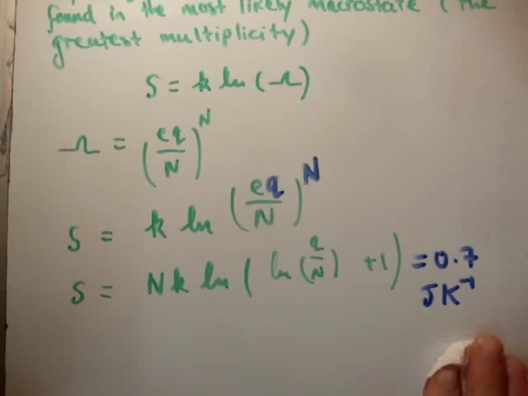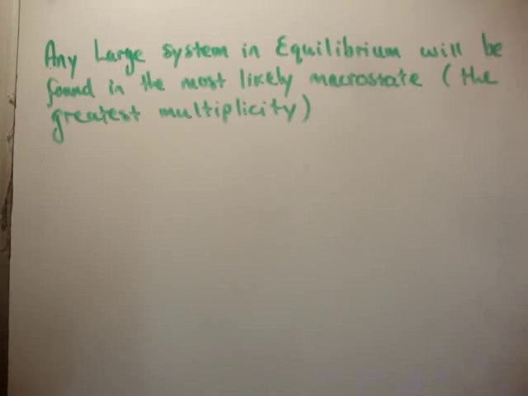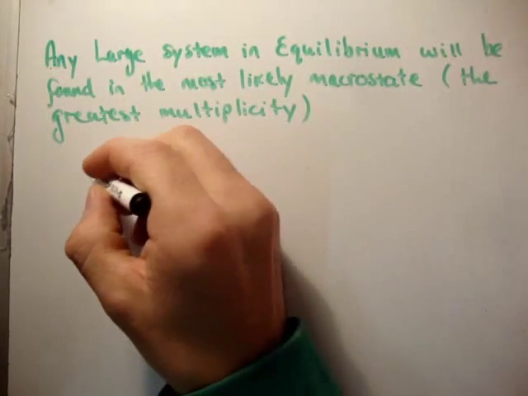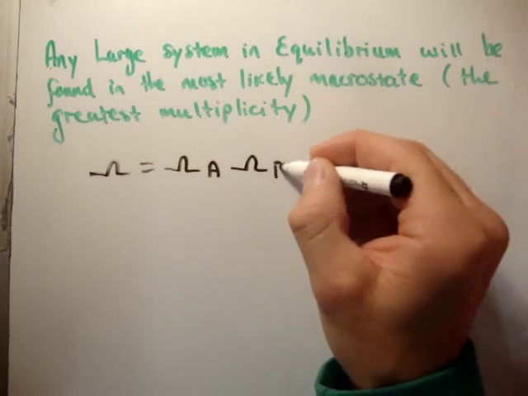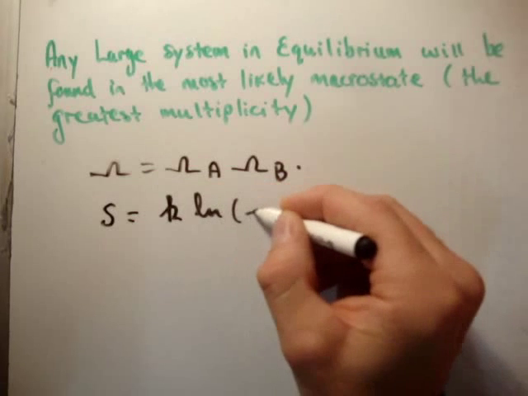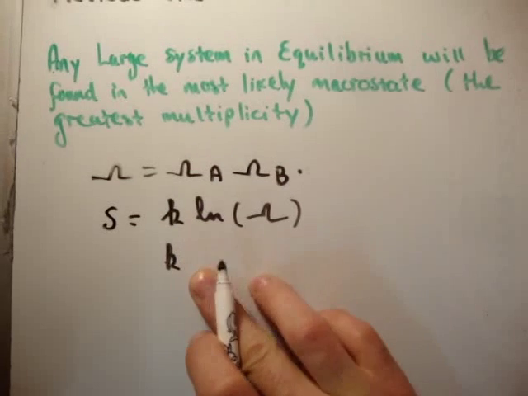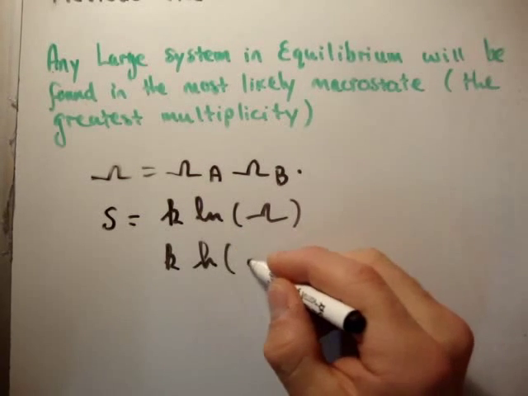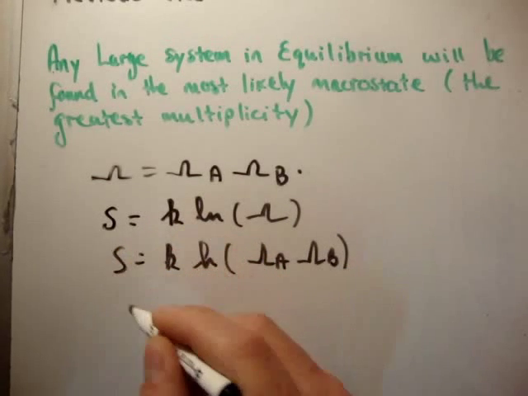Okay, so are there any interesting properties of entropy? Yes, there is. There's one particular one I'd like to show you. Remember that in most cases we discussed systems that were independent of each other, and thus the total multiplicity was the product of the individual multiplicities. We know that the entropy is k times the logarithm of the total multiplicity. So it's k times the logarithm of the multiplicity of a and the multiplicity of b, like that.